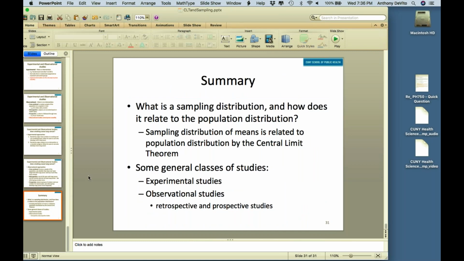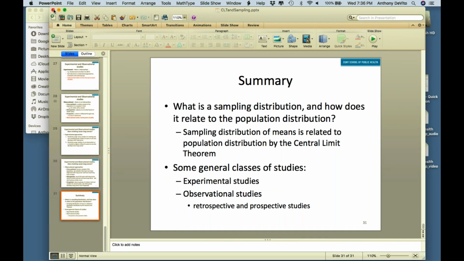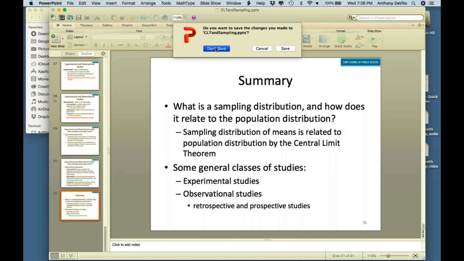Okay, so that's really basically where we stand with this. So let's take a look at where we might apply this.